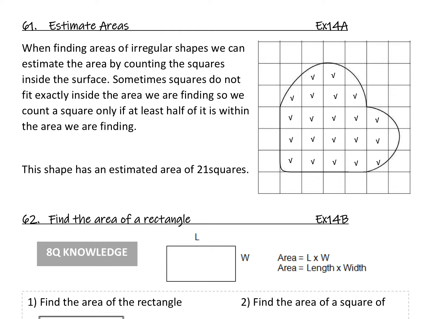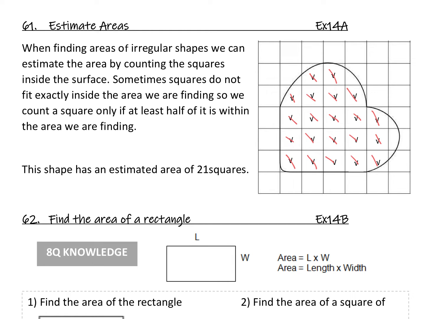So you can see the full squares there. We've got, well, this one here is nearly full, but you would count it: 1, 2, 3, 4, 5, 6, 7, 8, 9, 10, 11, 12, 13, 14, 15. And then these are over half, so 16, 17, 18, 19, 20, and 21.